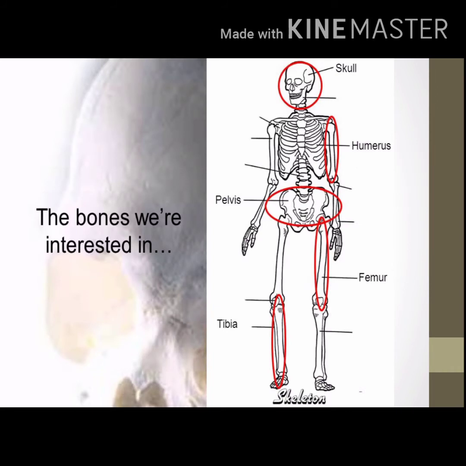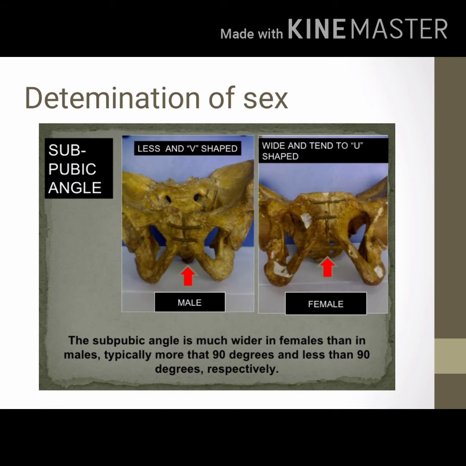The next picture is the bones we're interested in. Examples in the picture: skull, humerus, pelvis, femur, tibia. The next picture is determination of sex. Picture number 1 is male, picture number 2 is female. The subpubic angle is much wider in females than in males, typically more than 90 degrees and less than 90 degrees respectively.